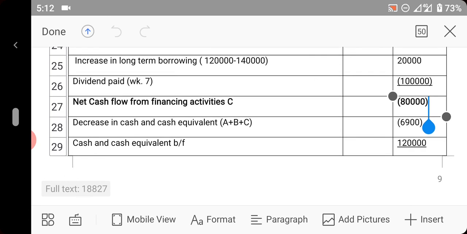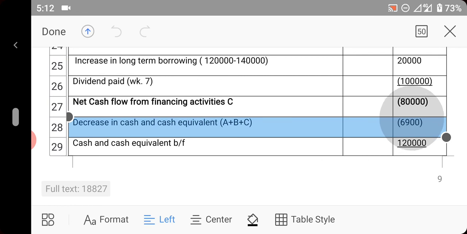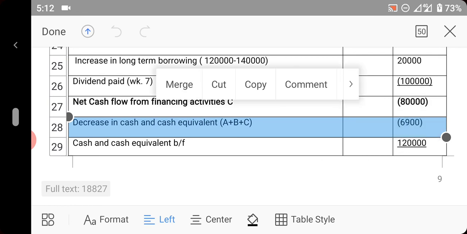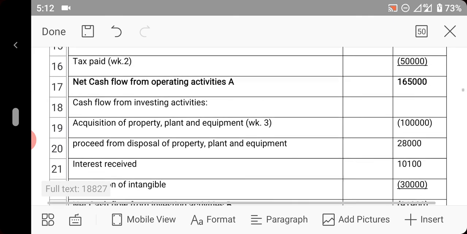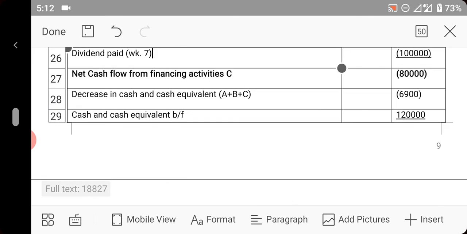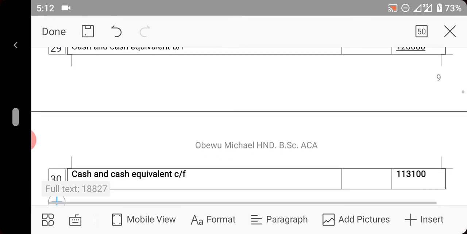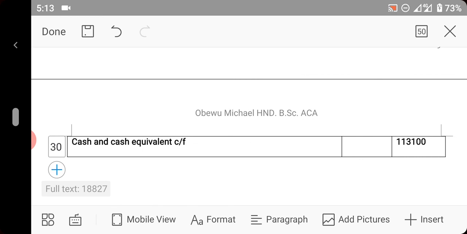So you now have decrease in cash and cash equivalent. So what do you do to get this decrease in cash and cash equivalent? What you need to do is to quietly sum up these items that are highlighted, which are A, B, C. So when you add them up, it gives you 6,900 naira in parentheses, which means depletion. So cash and cash equivalent brought forward, you see that in your balance sheet, 120, and that gives you cash and cash equivalent of 113,100. You can check it up in the balance sheet. So that is that for this.